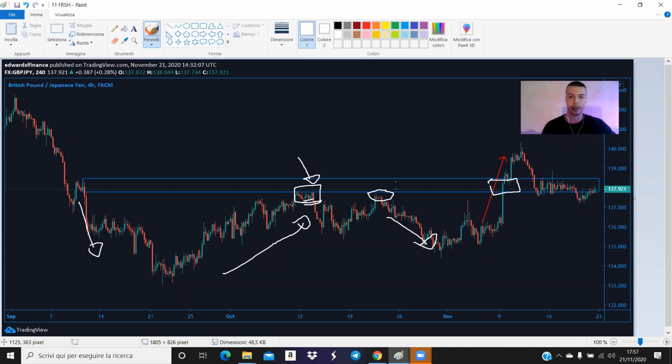First time, always. Second time, do your own considerations. It depends also on you. Third time, never. The third time, the zone isn't fresh anymore, and probably we will get a breakout. Not always, but probably. That's why the freshness of the zone is so important.